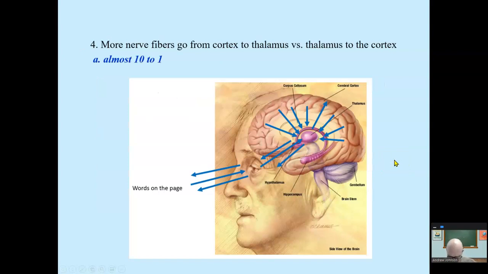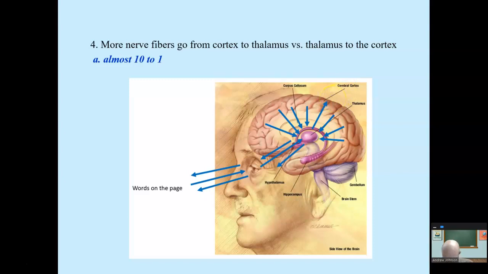The third point, more information is flowing down from the cortex to the thalamus than from the thalamus up. We take in data from our senses, in this case our eyes. It goes to the relay station in the brain, and again, that's called the thalamus. From there, it goes up to various parts of the cortex.